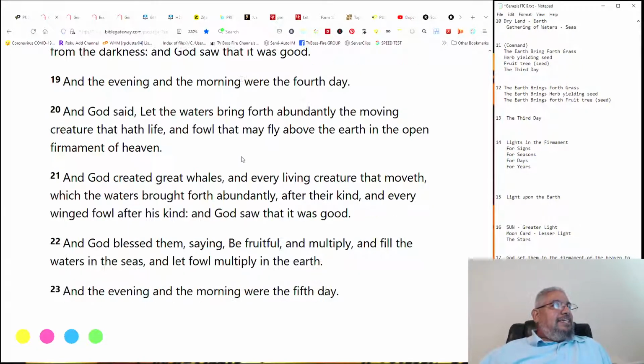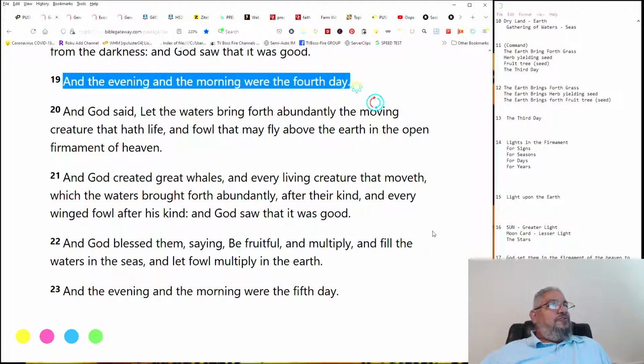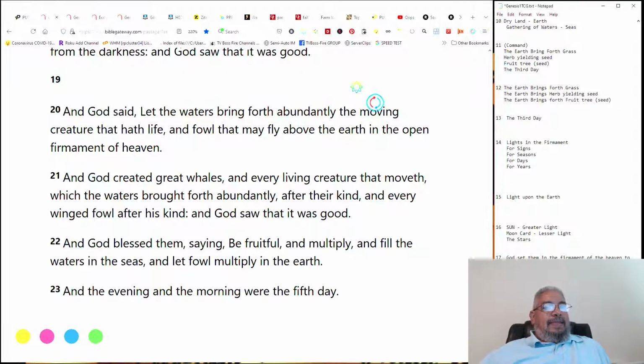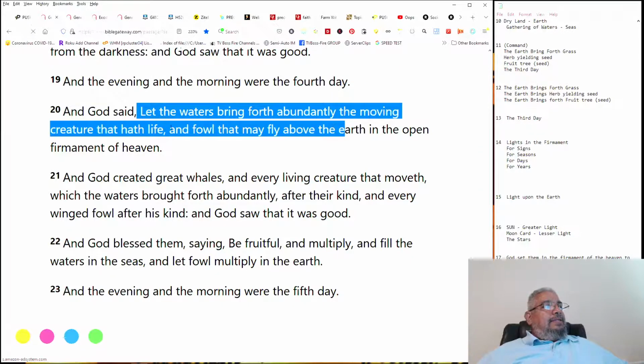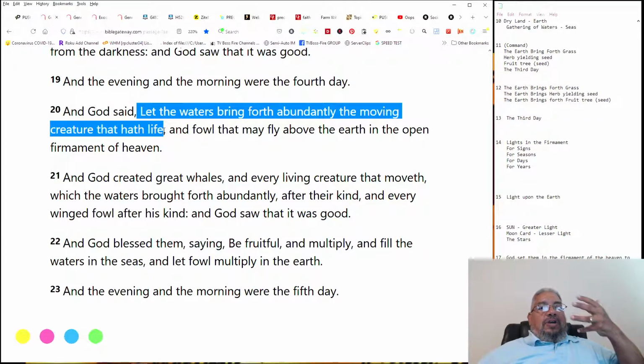All right, 18 is done. 19, we're going to finish this chapter today. And the evening and the morning were the fourth day. So 19 is the fourth day. Verse 20, and God said, let the waters, here we go again, let the waters bring forth abundantly the moving creature that hath life. Again, bring forth, produzca.